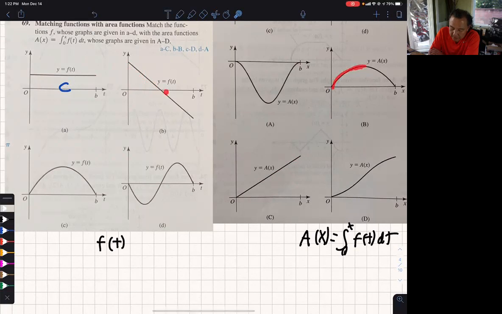And then here you subtract a small chunk. Then you subtract a bigger chunk. You subtract a bigger chunk and subtract an even bigger chunk. So as you move to the right, you're subtracting pieces, so it starts to get smaller and smaller. So that's why this starts to decrease, because you're subtracting more and more, and it gets back to 0. So that one's going to match up with D.